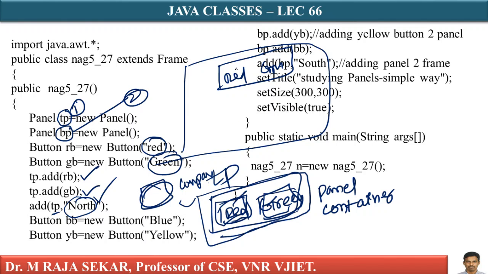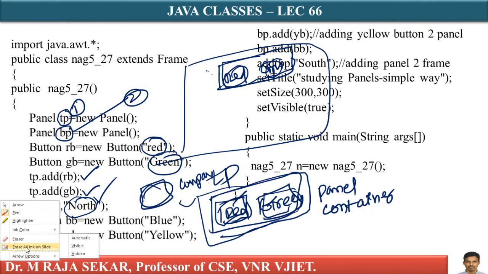I have a panel with two buttons, red and green. As it is containing two buttons, red and green, this is a container. In turn, I am keeping this particular panel on a frame. Therefore, the frame contains the panel. Now, the panel is working like a component as we are keeping this panel in a frame, isn't it?